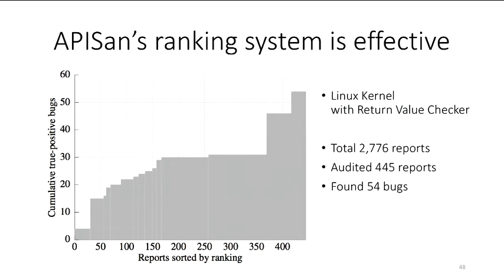In the graph, the x-axis is reports sorted by the ranking. The left side is the higher ranked one, and the right side is the low ranked one. And the y-axis is cumulative true positive bugs.